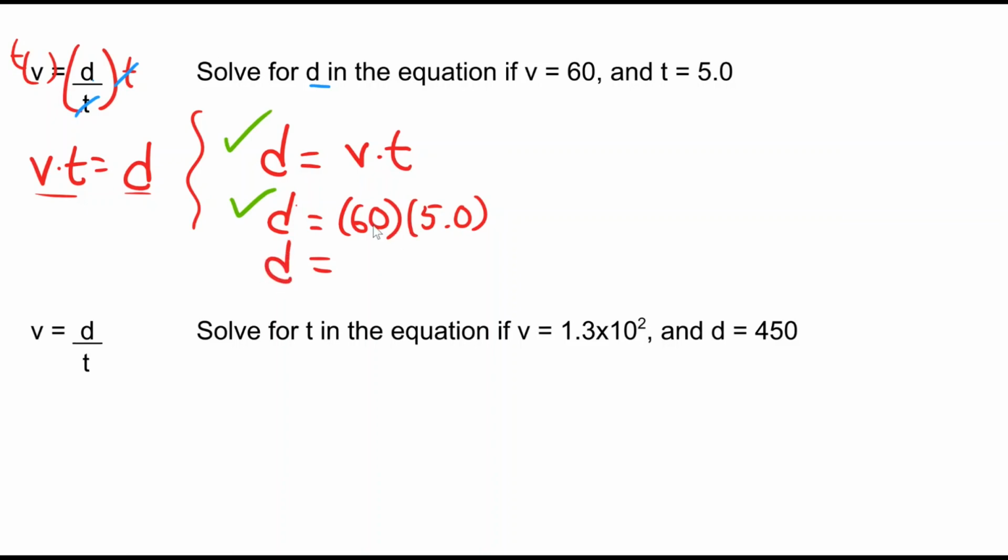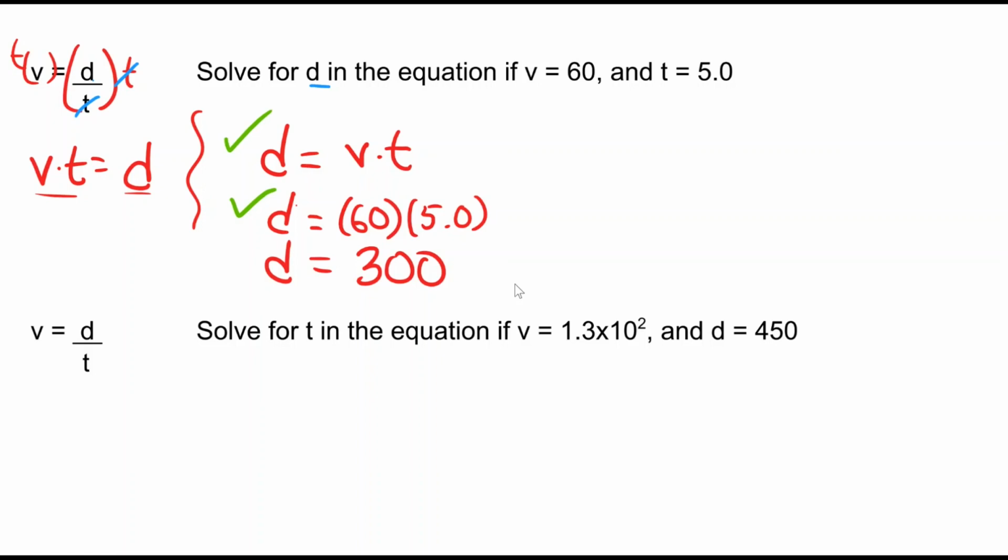And so now all we have to do is go 60 times 5. Well, 60 times 5 is 300. So d equals 300. Perfect, but not quite. If you're happy up until here, then that's great. And we'll get used to using scientific notation and significant digits.